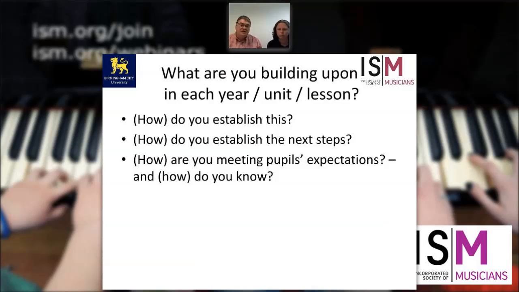And there'll be a lot more on this later. But how do you establish the next steps? Also, pupil expectations come from a wide range of sources.